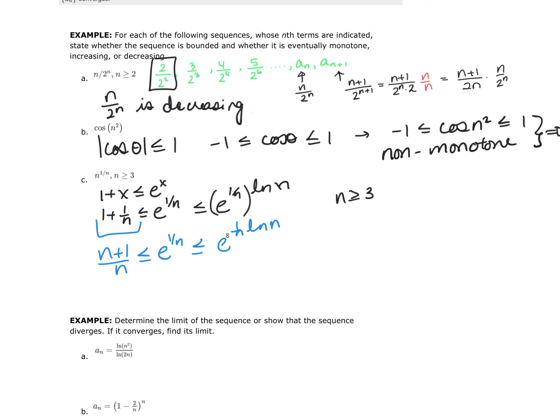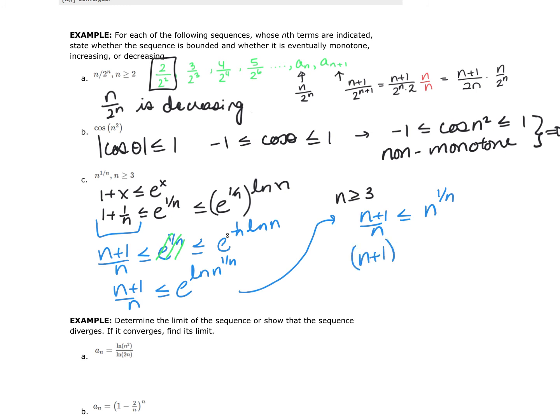Which tells me I can drop out this middle term because the inequality still has to hold. So I have n plus 1 over n has to be less than or equal to e raised to the natural log of n raised to the 1 over n. Now we know by our laws of logs that n plus 1 over n has to be less than or equal to n raised to the 1 over n. Now, n plus 1 over n is the same thing as n plus 1 multiplied by n raised to the negative 1, which is less than or equal to n raised to the 1 over n.